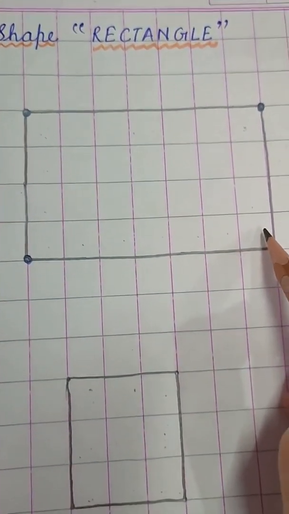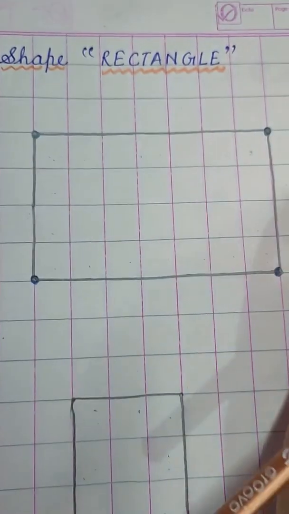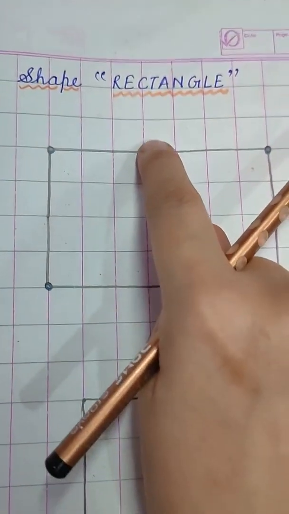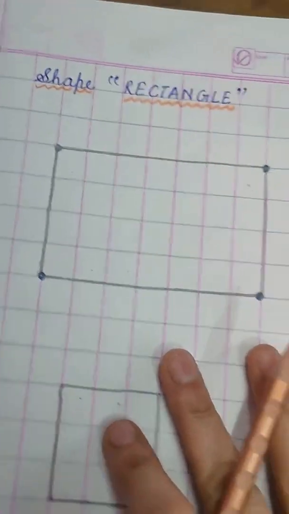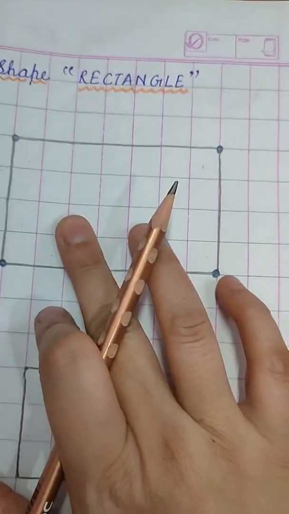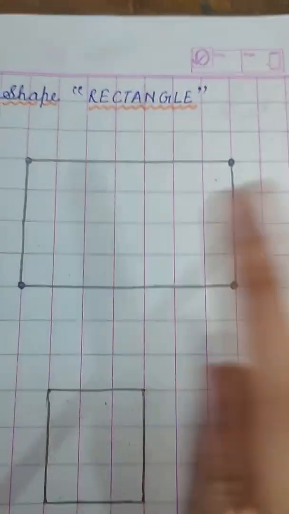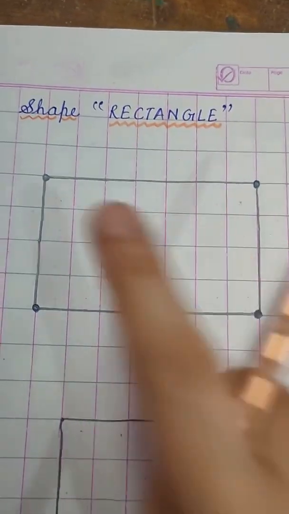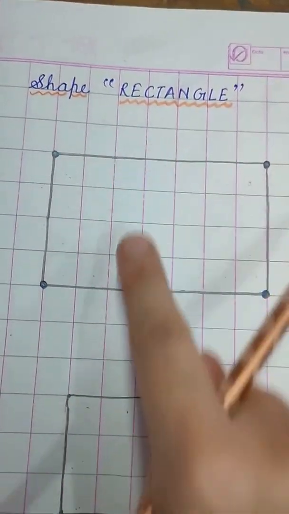So you can see this side and this side is equal, this side and this side is equal. So the sides of rectangle are equal which are of opposites. Okay, the opposite sides of rectangle are equal.